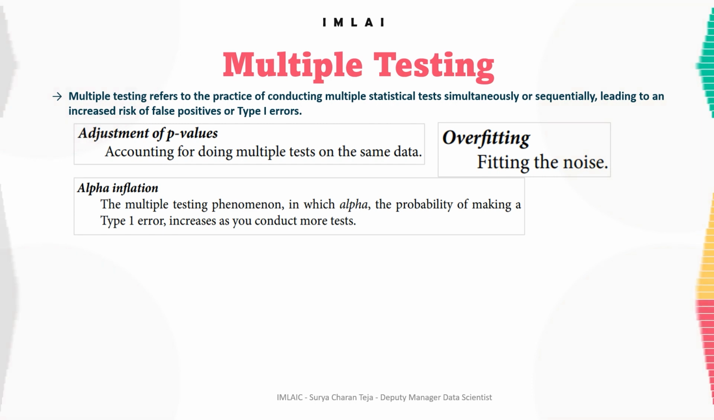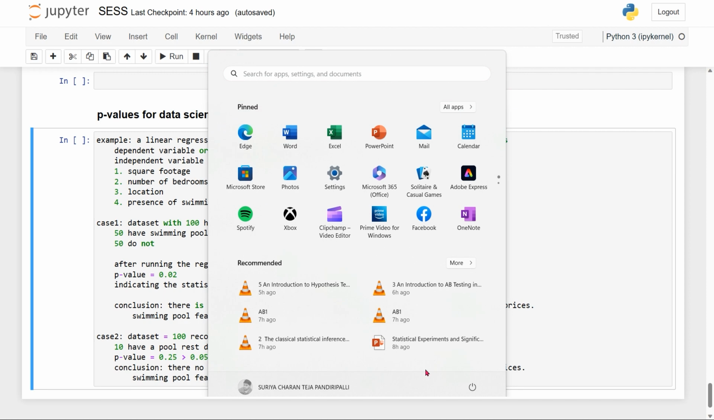If you want to understand better, I can explain it one more time. Alpha inflation is the multiple testing phenomenon in which alpha, the probability of making a type 1 error, increases as you conduct more tests. That's the example I have given you before. I will explain it again, or else I don't think you will understand.